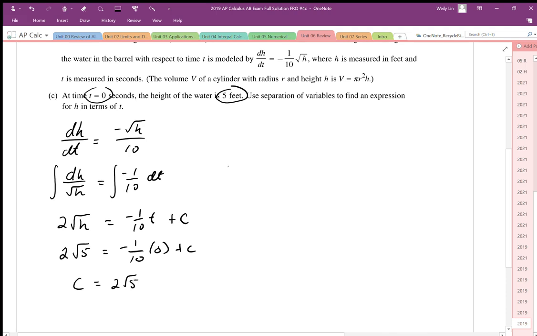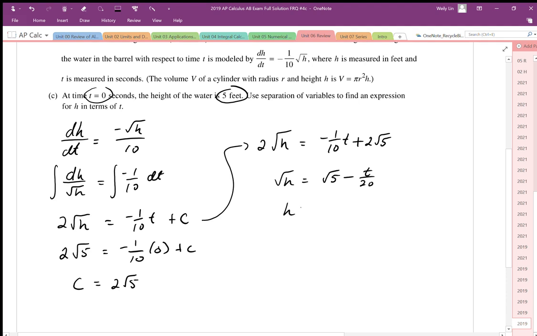So taking this equation here, I'm going to then solve for h. So I end up with negative 1 over 10 t plus 2 root 5. Okay, I'm going to divide both sides by 2. So we get root h is equal to root 5 minus t over 20. And then squaring both sides of this, we're going to end up with our h of t function.